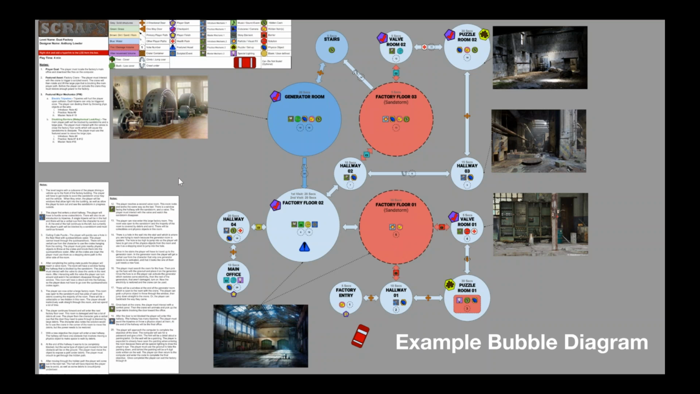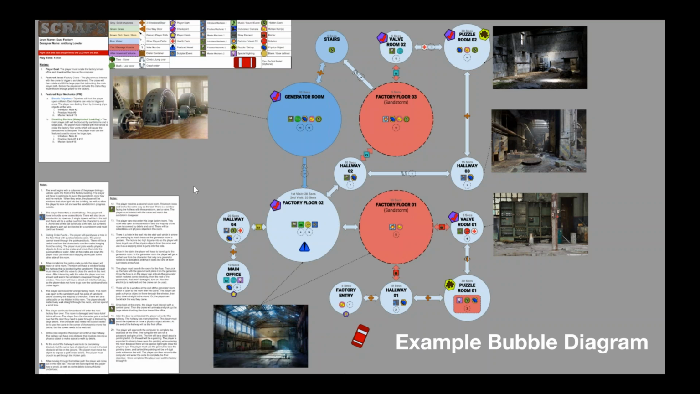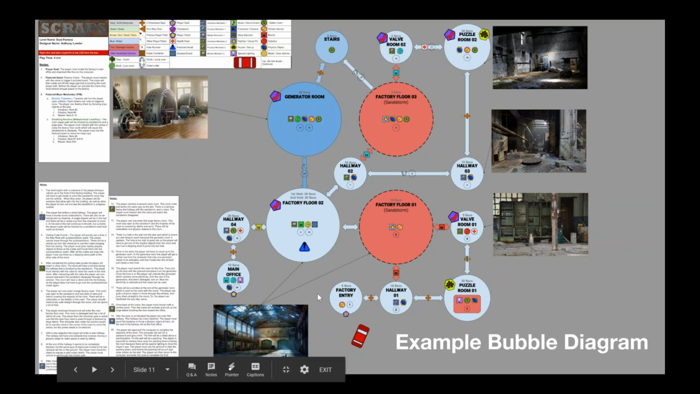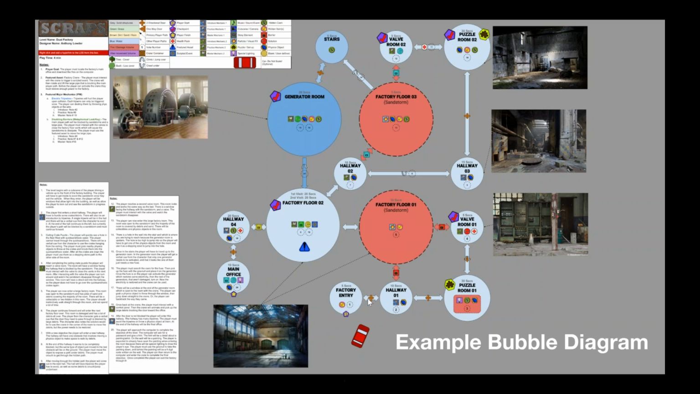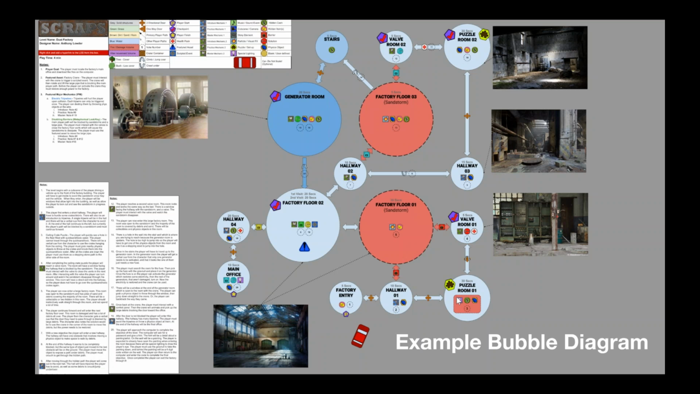So the written notes really help you understand what the level actually consists of and how the interactions progress from one to the next. And then the bubble diagram itself, the layout, just helps you communicate and visualize where those spaces are going to be. All right, so when you're first building your bubble diagram, don't worry about making the bubbles different sizes.